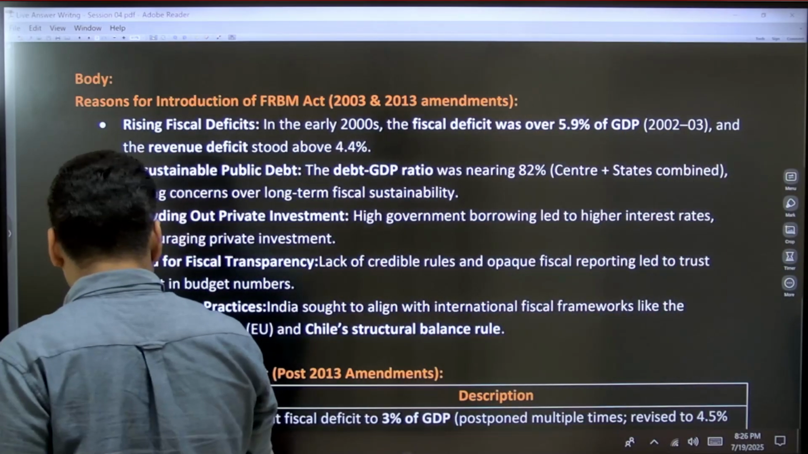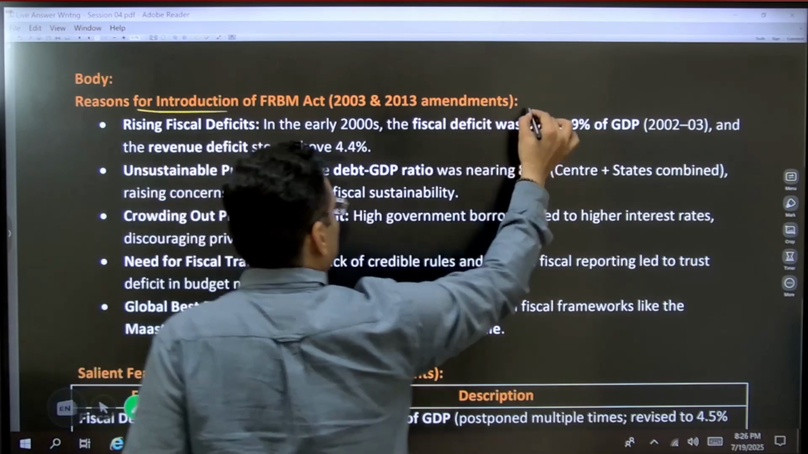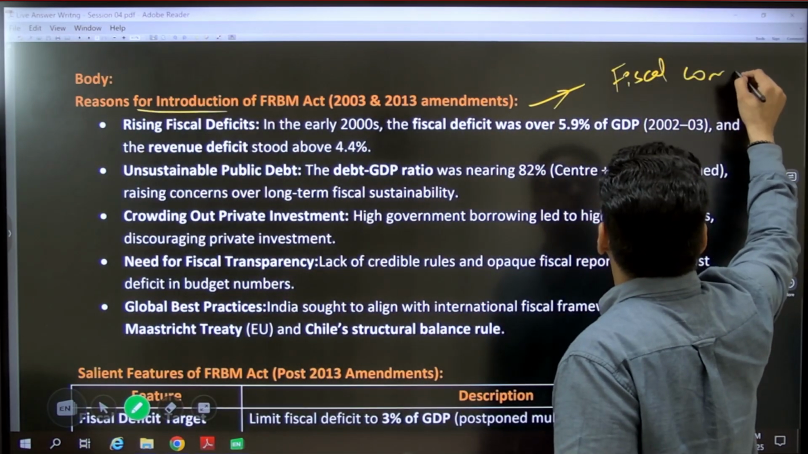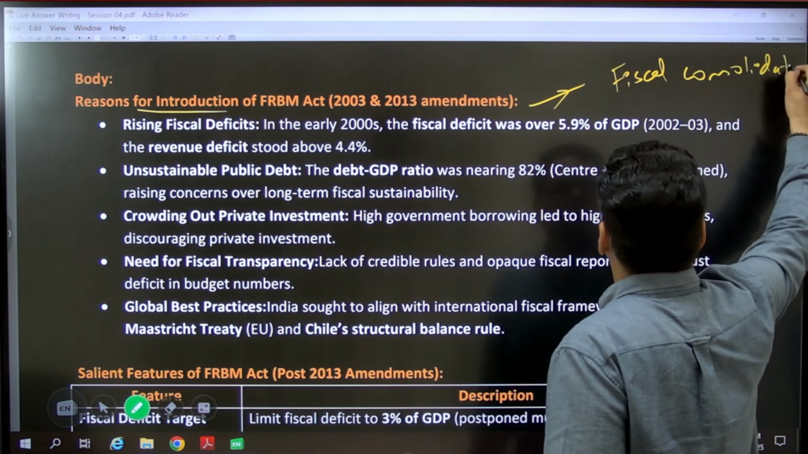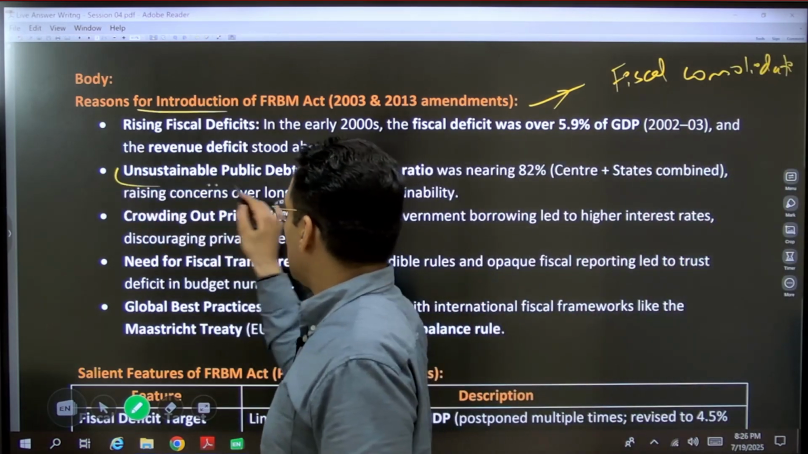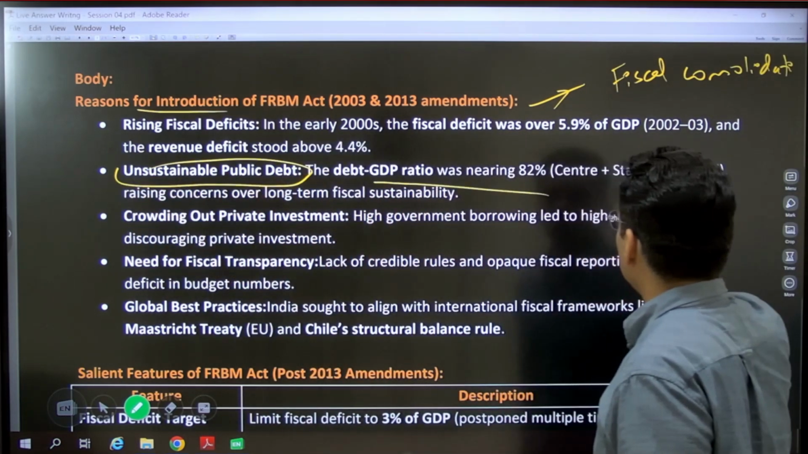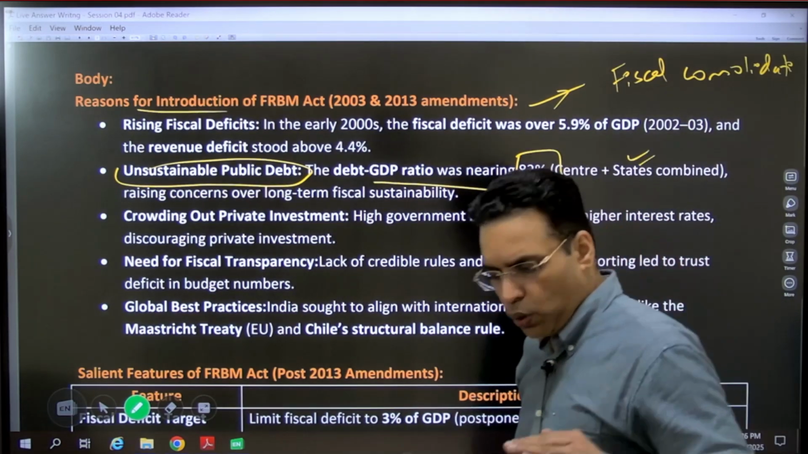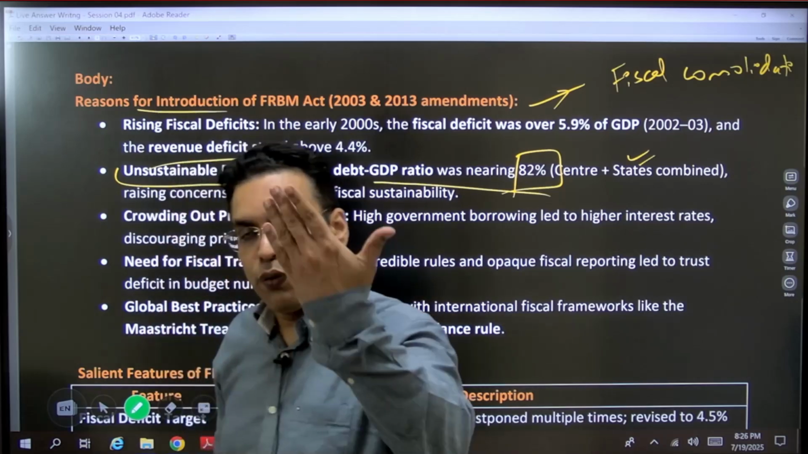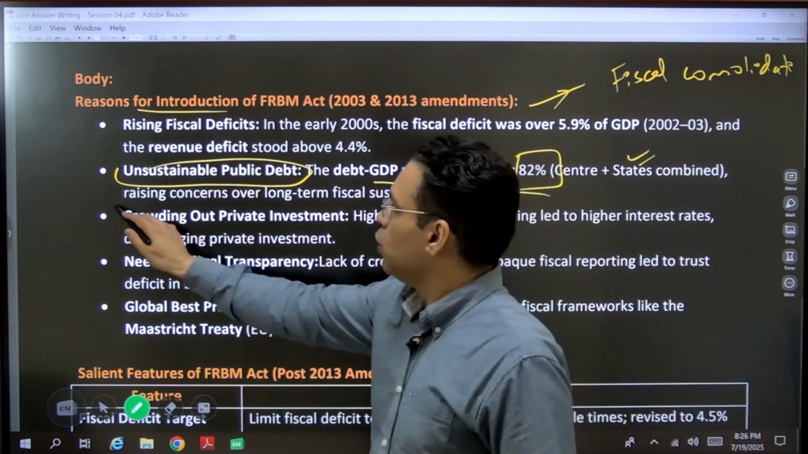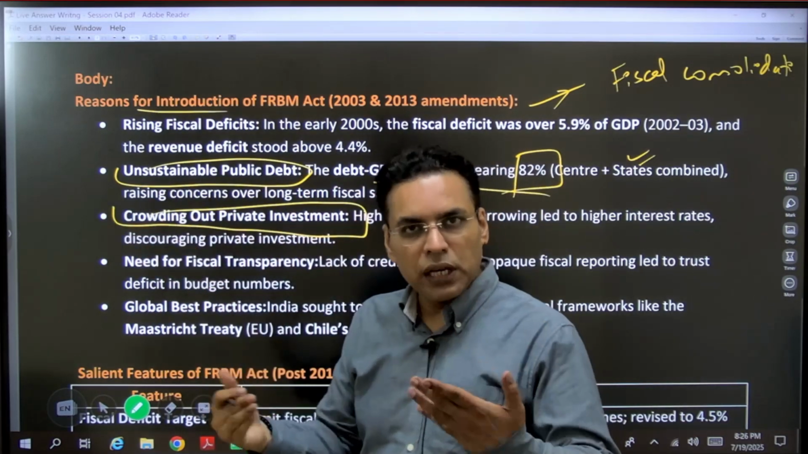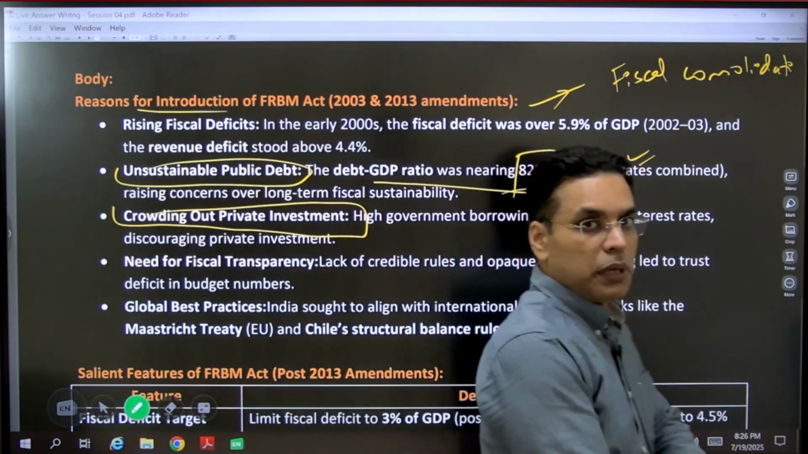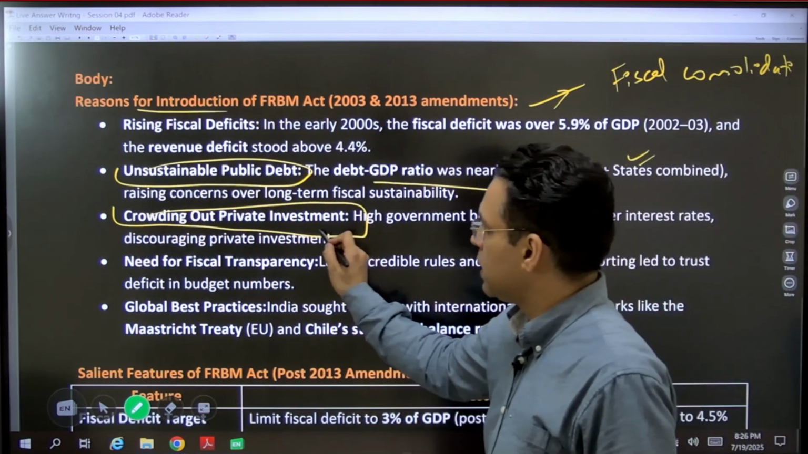So FRBM Act was a law which mainly focused at, now यहाँ पर you need to bring word like fiscal consolidation. The idea was to bring fiscal discipline, fiscal consolidation, reduce the unsustainable public debt. The debt to GDP ratio बहुत ज़्यादा हो गया था, 82%. It came down to almost 70%, but COVID में बढ़ गया था. Then crowding out private investment. जब गवर्नमेंट ज्यादा बोरोइंग करती है तो प्राइवेट के पास द मनी नहीं होता इकोनॉमी में यूज करने के लिए. इन्वेस्टमेंट इंपैक्ट हो जाता है, उसको क्राउडिंग आउट ऑफ फंड्स कहते हैं.